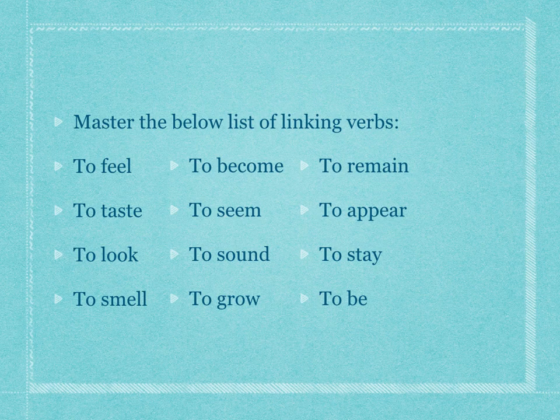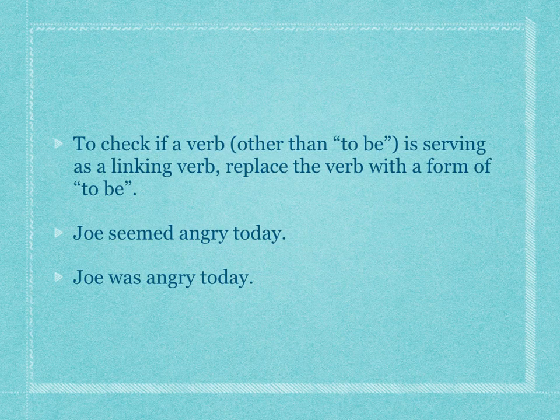One thing you'll see that is common within all of these linking verbs is that they basically have to do with existence. Something feels some particular way, it exists. If something tastes, it's an existence of its taste. Everything here has to do with existing, which is basically to be. To check if a verb other than to be is serving as a linking verb, replace the verb with a form of the word to be.